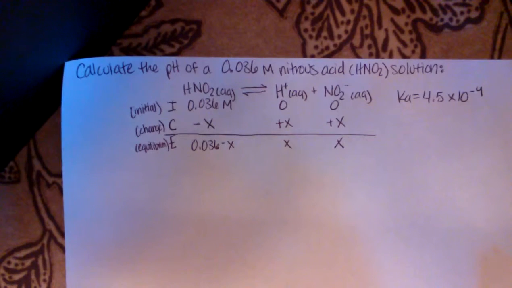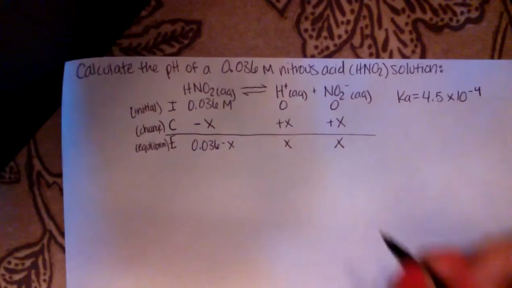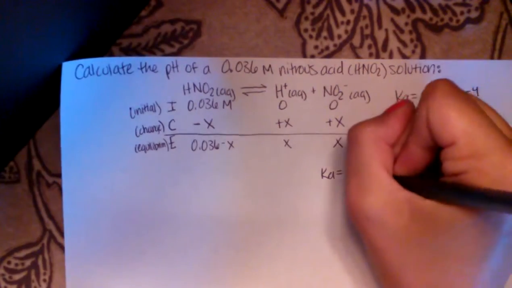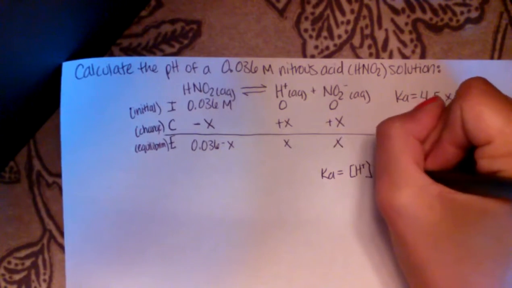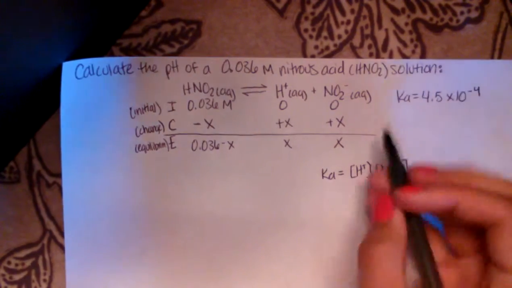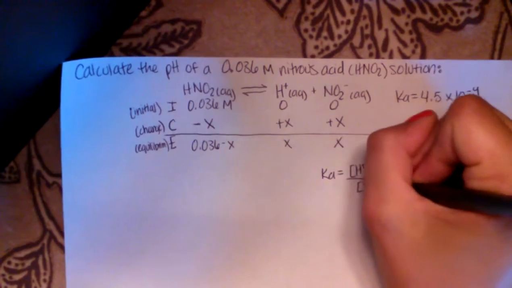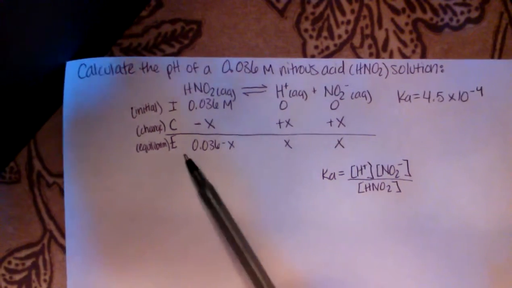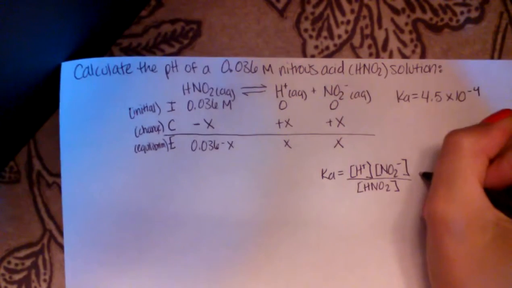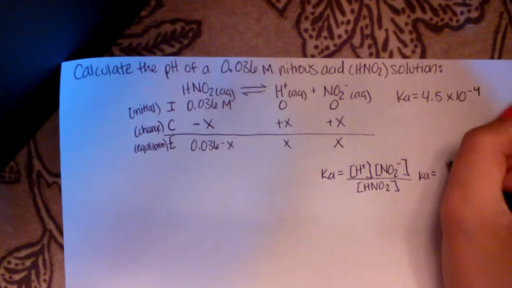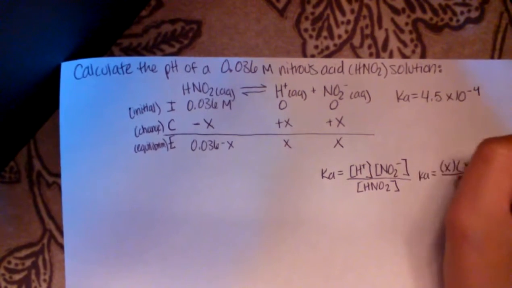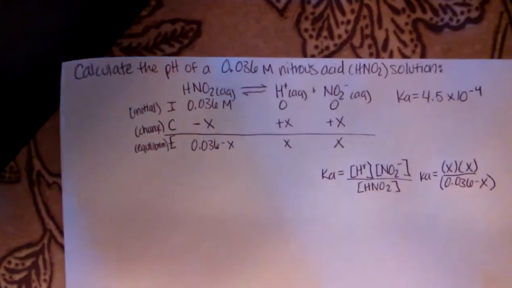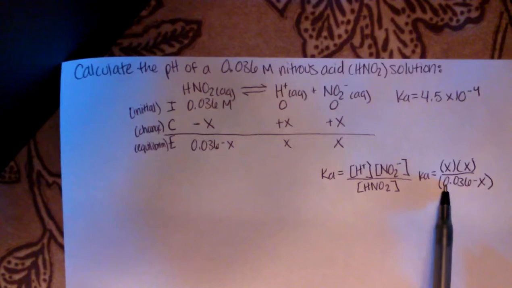Now we're going to write your Ka expression. Ka is going to be equal to your products over your reactants. So it'll be the concentration of your hydrogen ions and your NO2 minus, all over your reactant, nitrous acid. Since we have the general formula, we can plug in the values we decided upon through our ICE table. So our Ka will be equal to x times x all over 0.036 minus x. If you can see where this comes from, the x's come from your products, and the 0.036 minus x comes from your reactant.